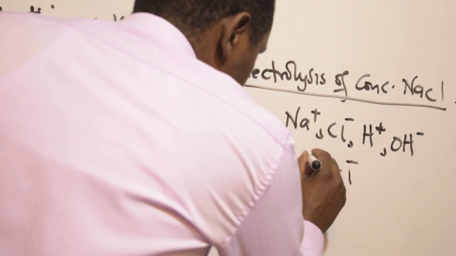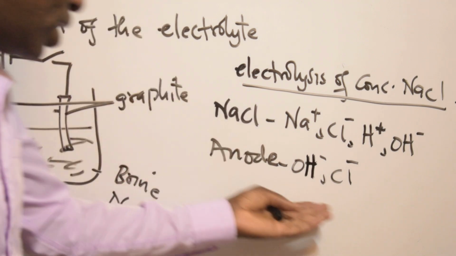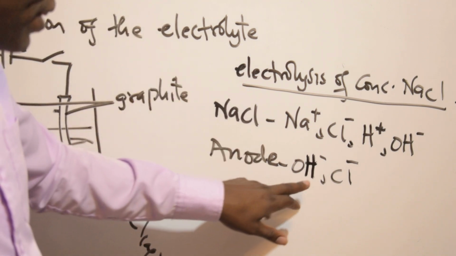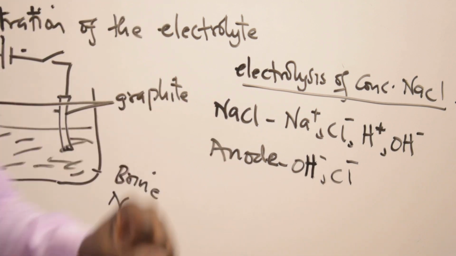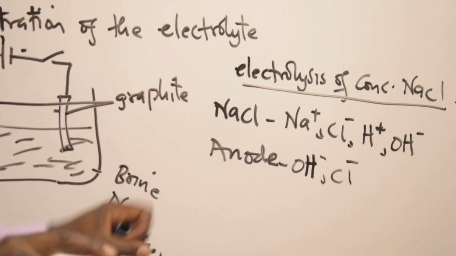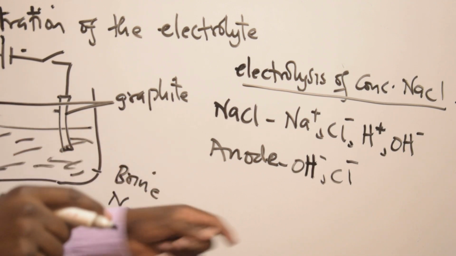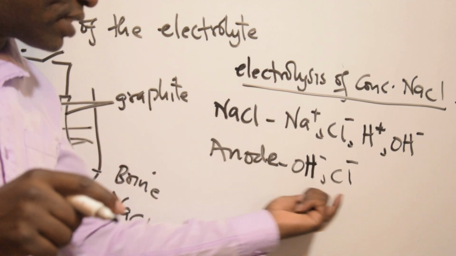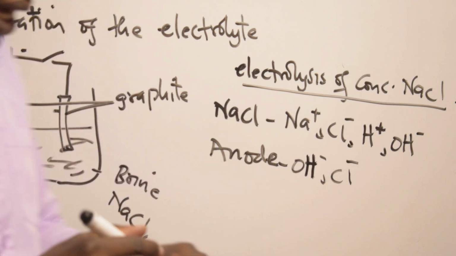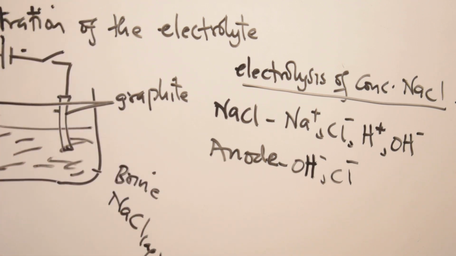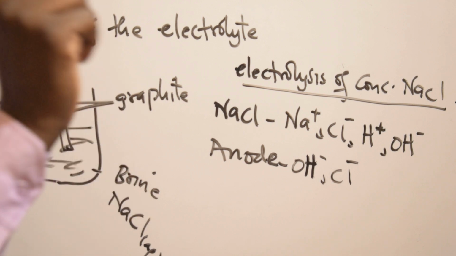Now, if you go back to what I've just mentioned, for the hydroxide ions and the chloride ions, the difference in their standard electrode potentials is not much. Actually, it is less than 1 volt.